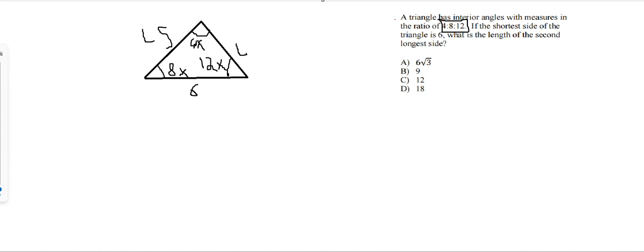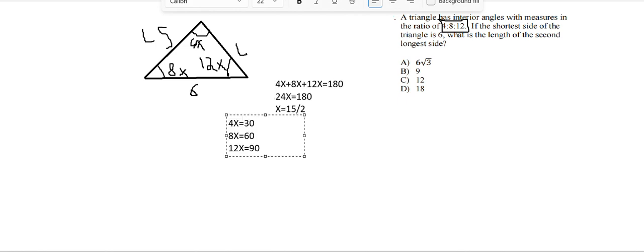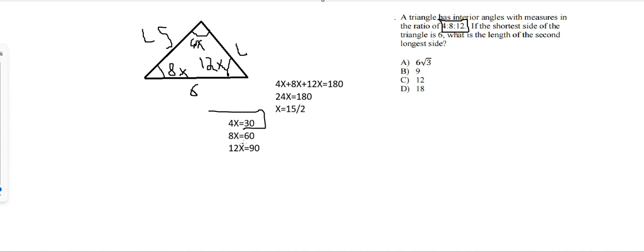After that, we know the sum of the three interior angles of a triangle equals 180 degrees. x plus 8x plus 12x equals 180 degrees, which becomes 24x equals 180 degrees. That means x equals 15 by 2. So after solving for x, we find 4x equals 30, 8x equals 60, and 12x equals 90.